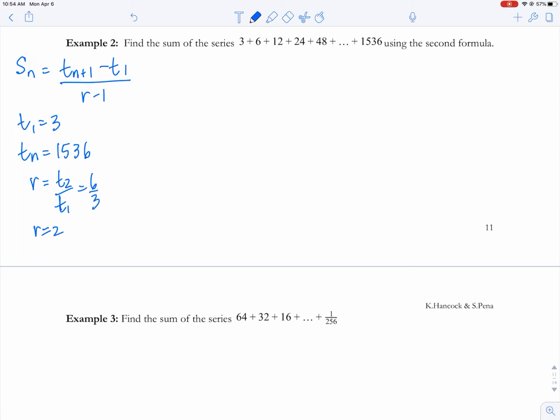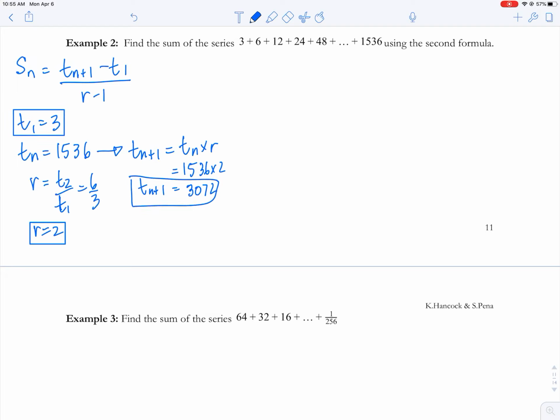We're going to use Tn to find Tn plus 1. So Tn plus 1 equals Tn times r. So that's going to be, our ratio is 2, so that's going to be 1536 times 2, which gives us 3072. So we have Tn plus 1, and now we have everything we need. We have T1, we have R, and we have Tn plus 1. And we put those all in the formula.